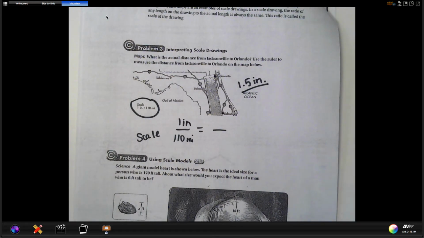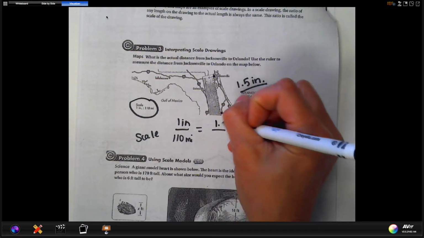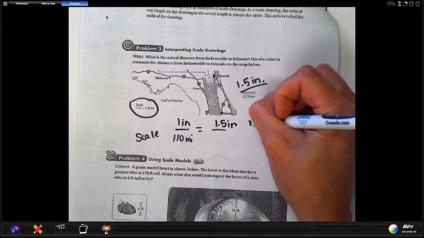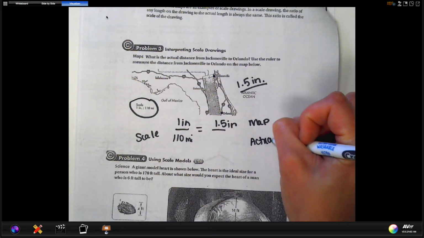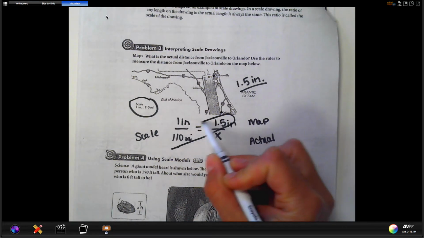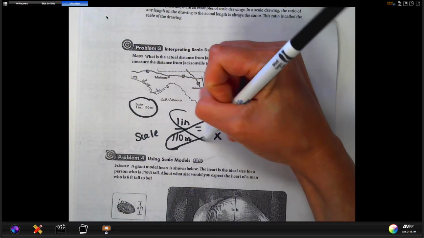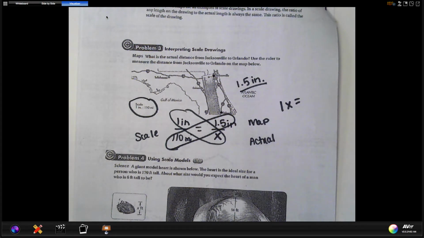1.5 inches should go where, then? Top or bottom? Yeah, top. It's got to line up. So this is the map, right, on the top, and the bottom is telling our actual. And so this is x. Now, the nice thing about scales and maths is it's usually compared to 1. So if you multiply this times this, right, and this times this, you get 1x equal, what's 110 times 1.5? 110 times 1.5 is? 165.